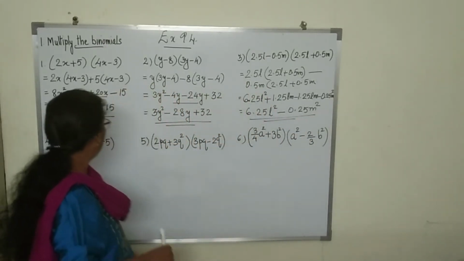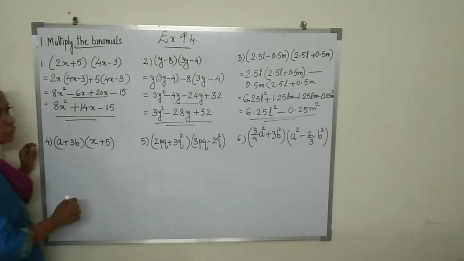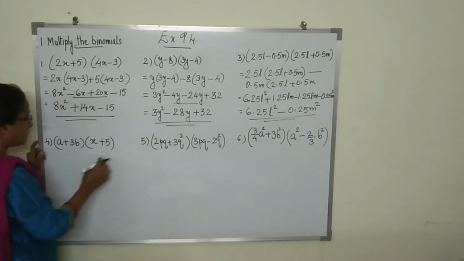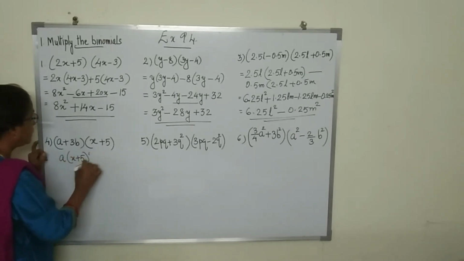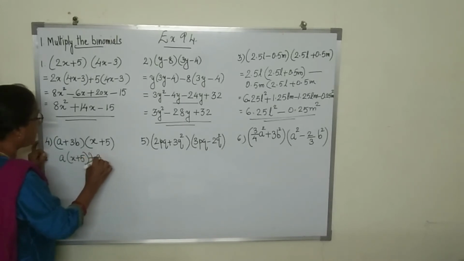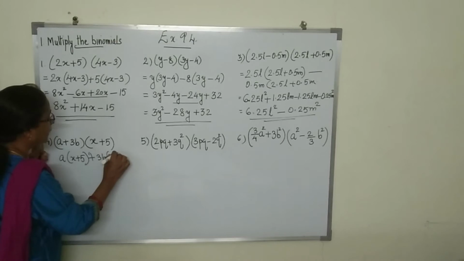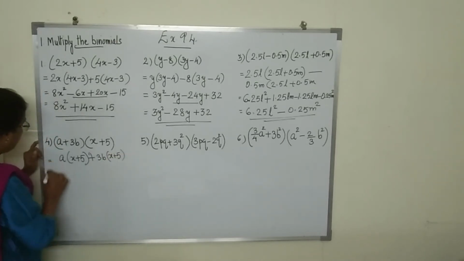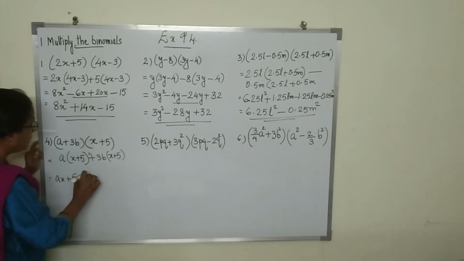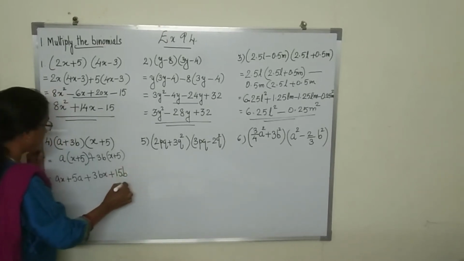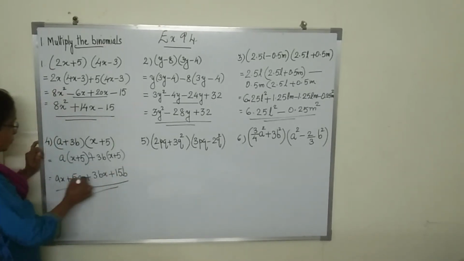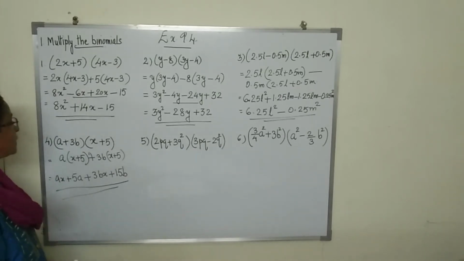Okay. Now here a plus 3b multiplied by x plus 5. So a multiplied by x plus 5, plus 3b multiplied by x plus 5, which is equal to ax plus 5a plus 3bx plus 5 3s are 15b. There are no terms to be added, so here it stops.